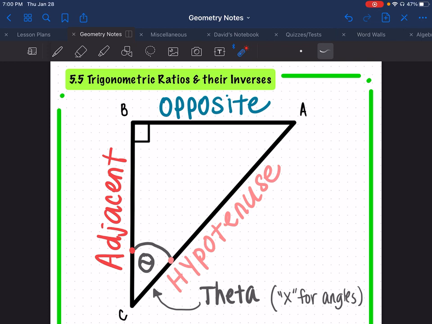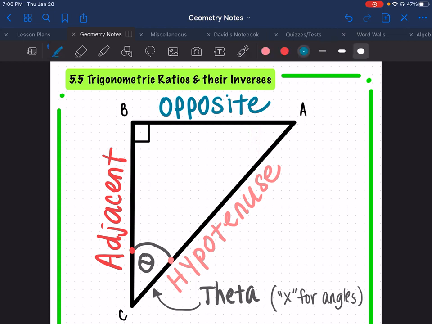Your theta will never be your 90 degrees. Theta will never be 90 degrees. You can never use the 90-degree angle. You can use the trig functions because you have the 90-degree angle. Okay? That does not mean you use the 90 degrees inside, because what's opposite the 90 degrees? The hypotenuse. Okay? So I cannot use trig functions for the 90 degrees. I can only use it for the angle here at C or the angle here at A.